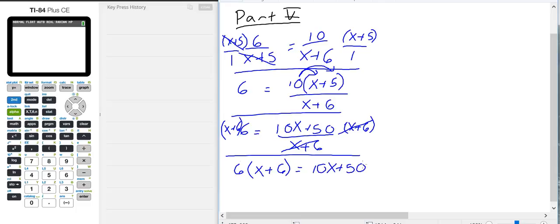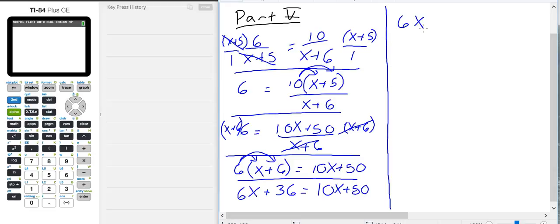Now we could distribute the 6 over the x and over the 6. This becomes 6x plus 6 times 6 is 36 is equal to 10x plus 50. Now this isn't such a hard equation. We want to bring the variables to one side and the coefficients of the variables with the variables, and we want to bring the constants to the other side, and then we'll divide away the coefficient of the x. Let's bring the variables to the right-hand side and the constants to the left-hand side.